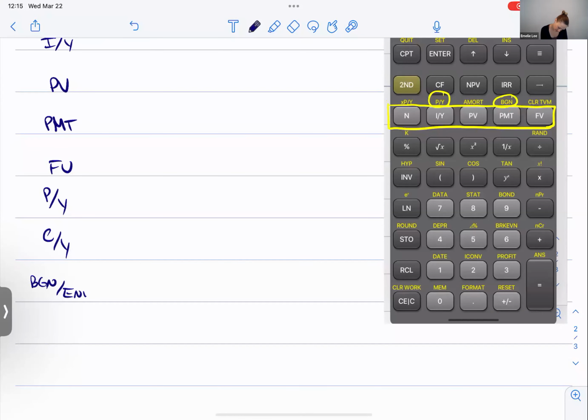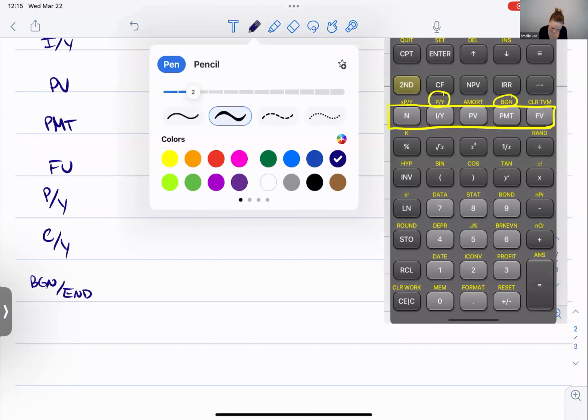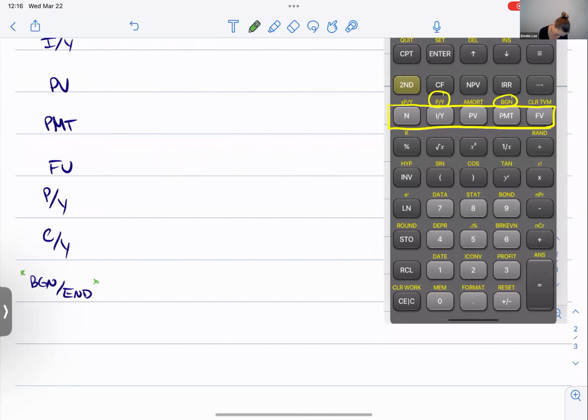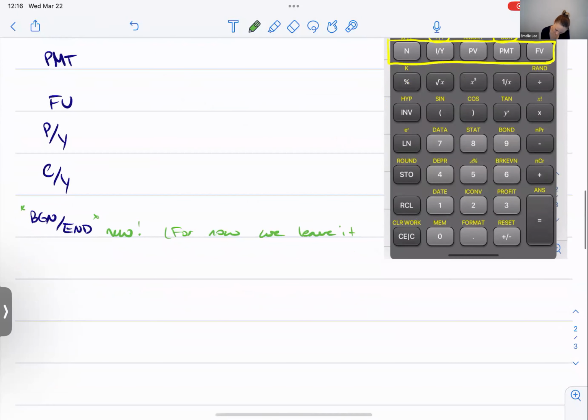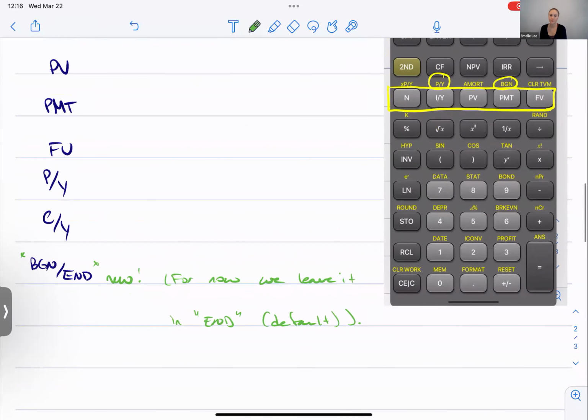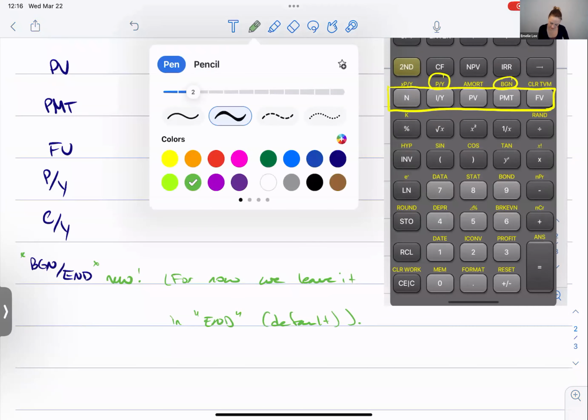Beginning or end. This one is new. For now, we leave it in the end mode, which is the default setting anyways. But that's the only change that we have to make in chapter 7. So that's kind of exciting.